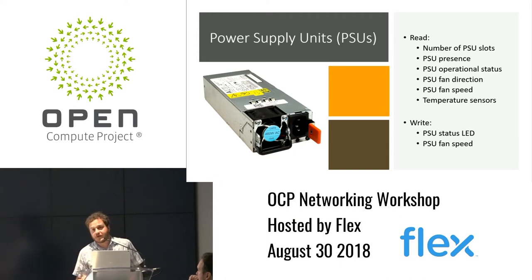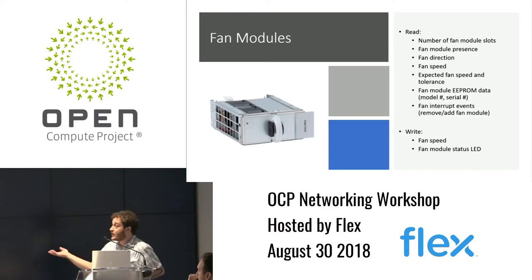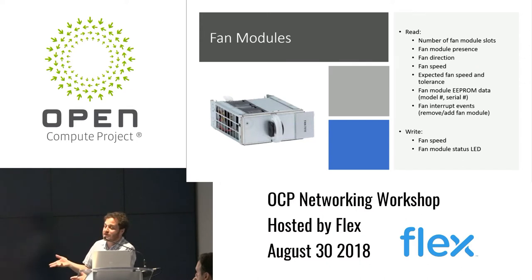We need to be able to adjust that fan speed. And that's just with a power supply unit. We have fan modules. Again, we need to access, we need to know how many fan modules are present or should be present on this device. We need to be able to determine whether or not they're present. We need to, again, control the fan direction, the fan speed. We need to be able to check and compare the speed and the direction with the expected fan speed and a tolerance level there, and also the expected fan direction.